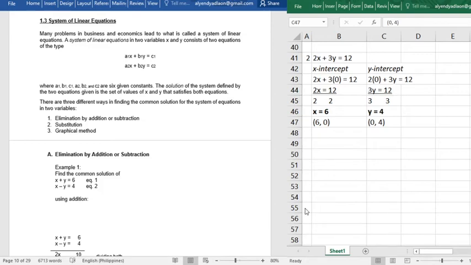So this is the second part of the video review on linear equations. System of linear equations. Many problems in business and economics lead to what is called a system of linear equations.